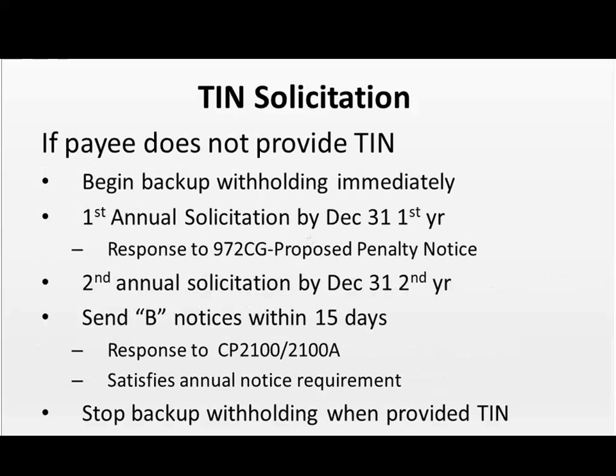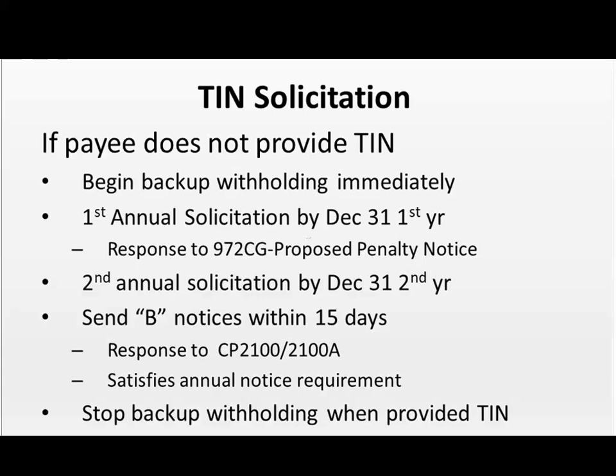If the payee does not provide the TIN, begin backup withholding immediately. Send the first annual solicitation out. If you don't get it, send it out by December 31st of the first year that you paid the person. And also, if you get a 972 CG proposed penalty notice, you send out a solicitation. You won't get one within the first year because you haven't issued a 1099 yet for them, but you do have to watch that.